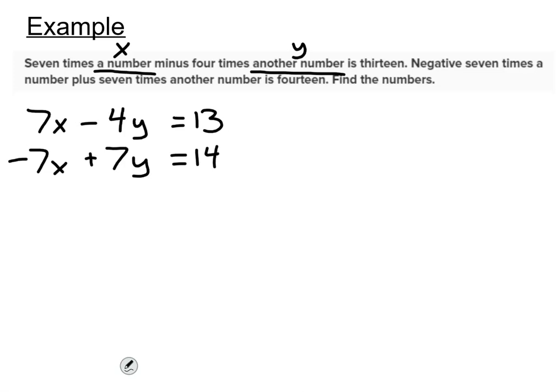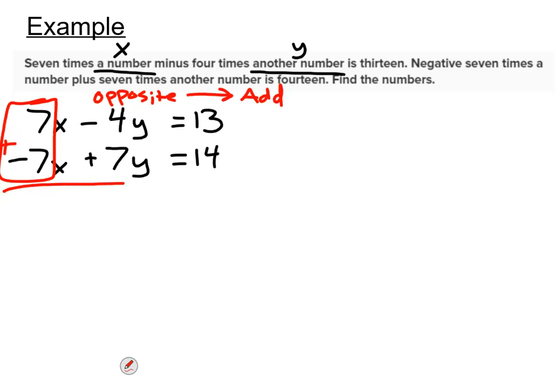So now we have that. Because these are opposite, we're going to add these two equations together. The x's cancel, so I'm not going to write anything there.